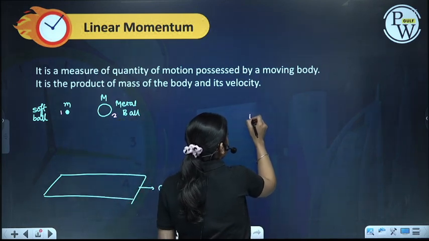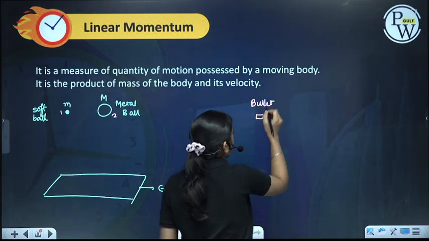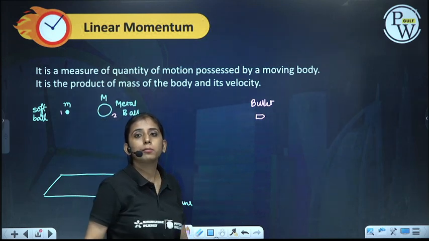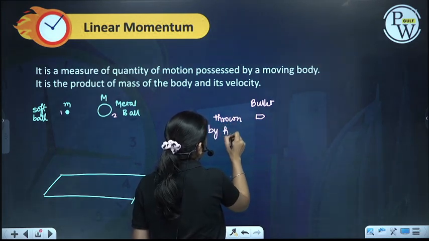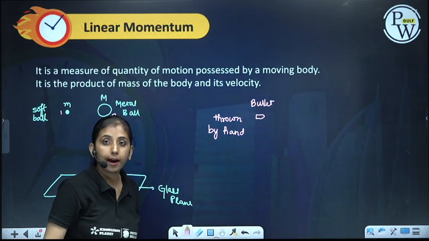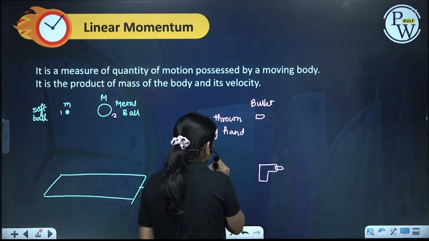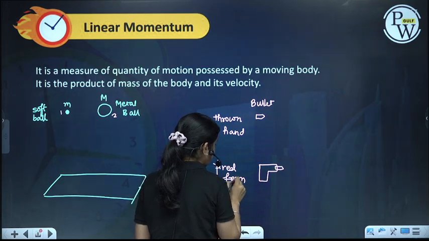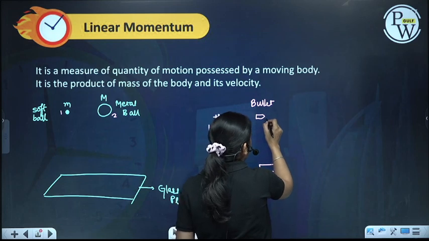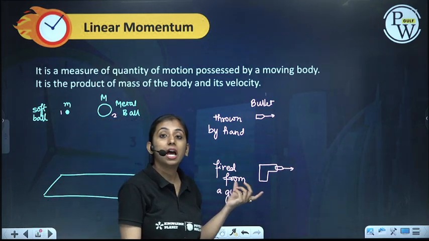Then, the next situation: we have a bullet. In the first case, we throw the bullet by using our hand. Next, this bullet is fired from a gun. Now this bullet is first thrown with hand, and in the next case it is fired with the gun. In which case will we have more damage?